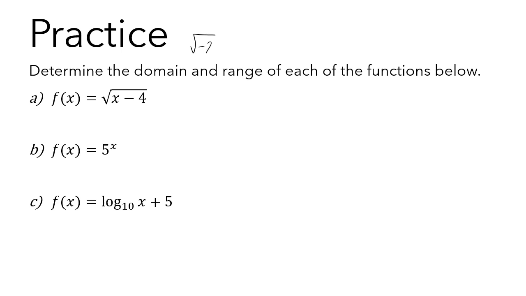Now, the square root can never be a negative number. We can't have a square root of -2 or -3. So I know that x minus 4 has to be greater than or equal to 0. Well, that just means x has to be greater than or equal to 4. So I can right away define my domain: the set of all x such that x is greater than or equal to 4.